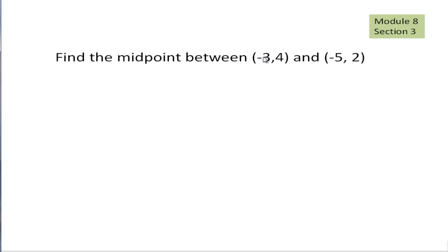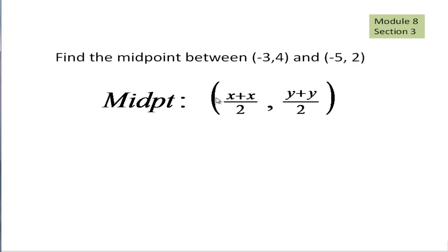Okay, midpoint. Suppose you have negative 3, 4 and negative 5, 2. Midpoint, you're averaging the points. So you add the x numbers, divide by 2. Add the y numbers and divide by 2. Distance we subtracted, midpoint we add. So in this case, I took my x numbers, negative 3 plus negative 5 divided by 2. Because you have two numbers, when you're averaging them, you divide by 2.